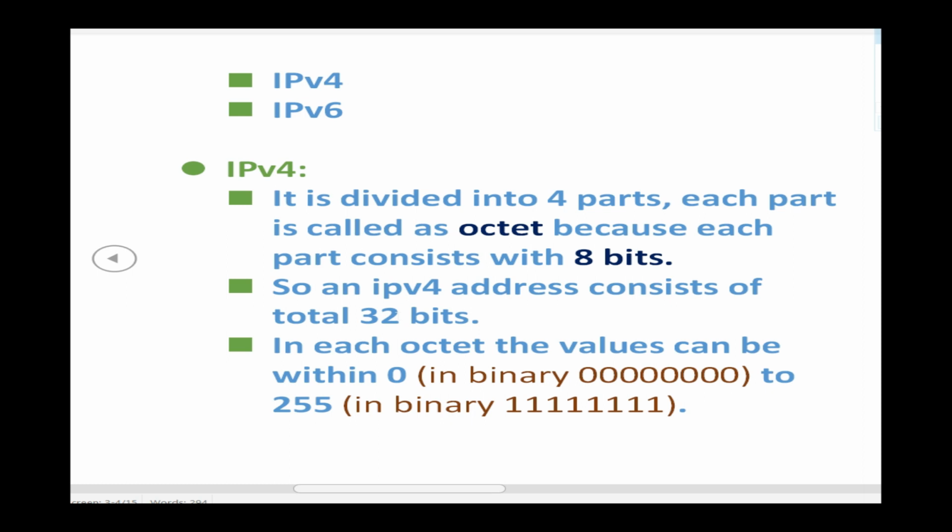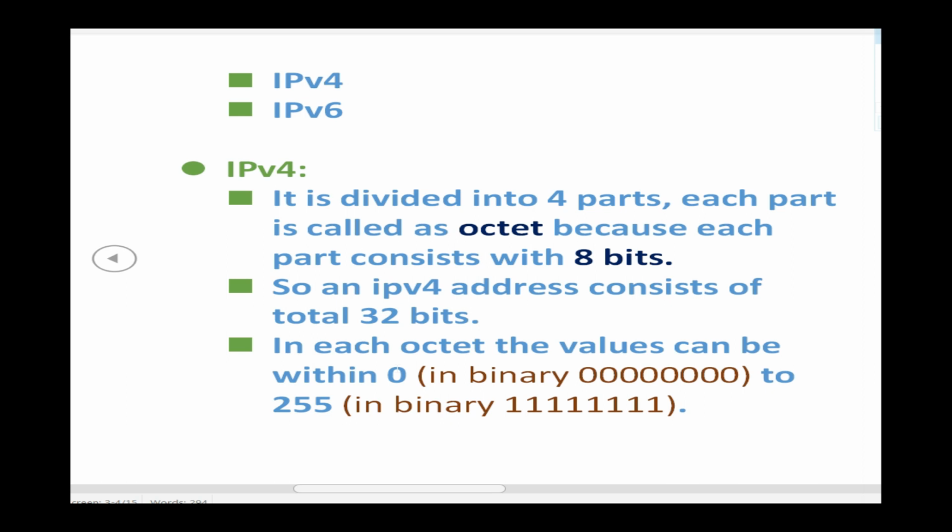In IPv4 we have 4 parts and each part consists of 8 bits. That's why we call each part an octet. So there are 4 parts and each part having 8 bits means 4 into 8, the full address consists of 32 bits. In each octet the values can be within 0 to 255, because we have 8 bits.